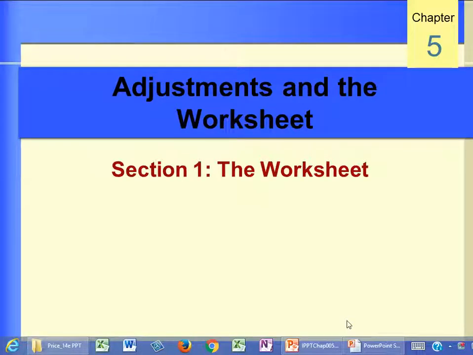Okay, we're on to Chapter 5. In Chapter 5, we go over the worksheet, the different columns in the worksheet, and we present and/or make financial statements from there.